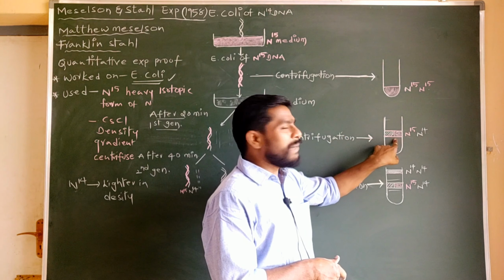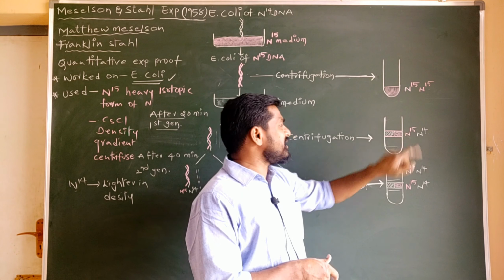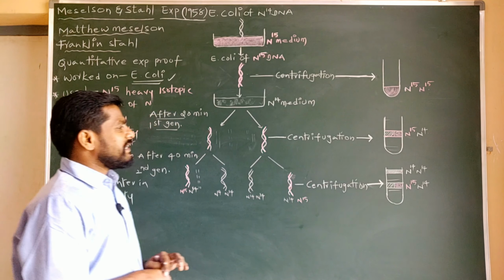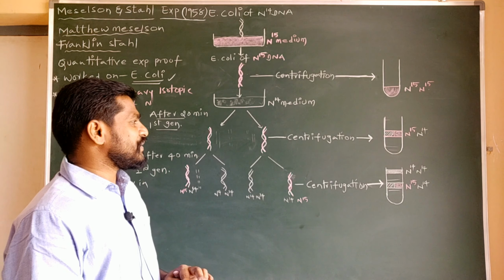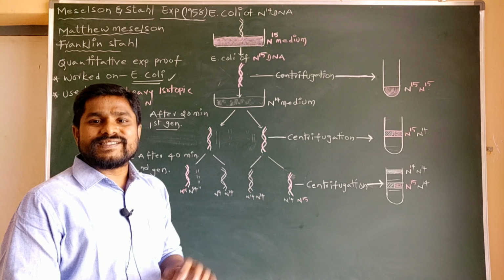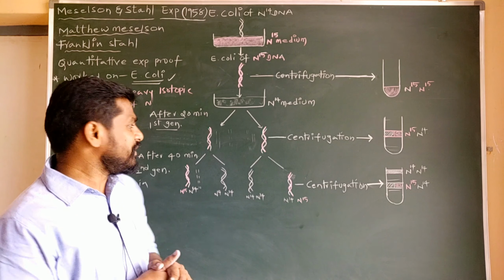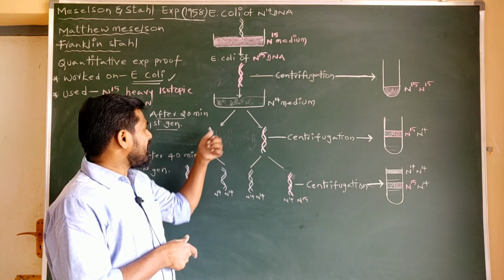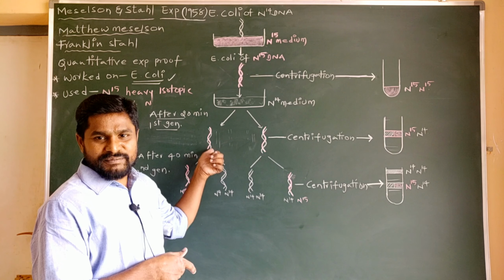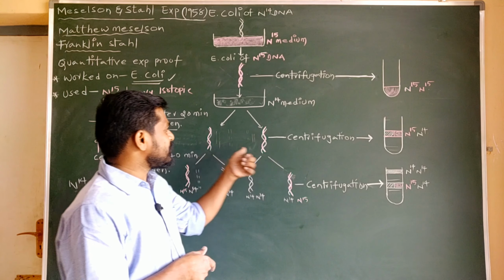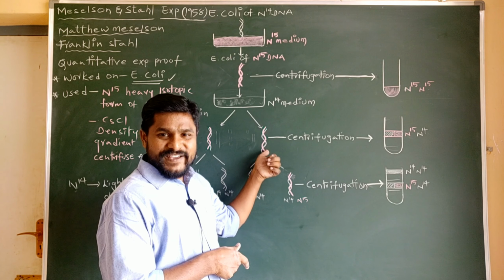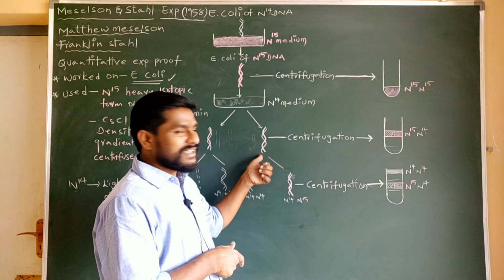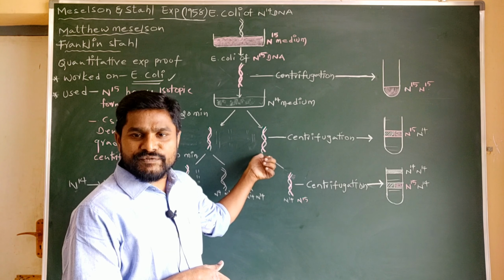Here they got a band at the middle. This band at the middle indicates that the DNA of the first generation of E. coli cells is hybrid. Nothing but one strand is a parental type N15 type and another strand is N14 type, and newly synthesized. Here also one strand is a parental N15 type and one strand is newly synthesized N14 type.